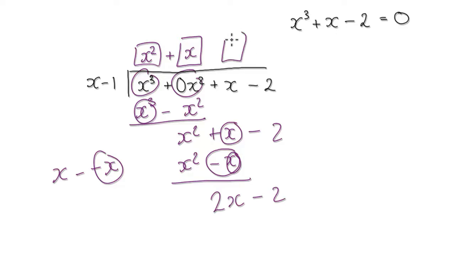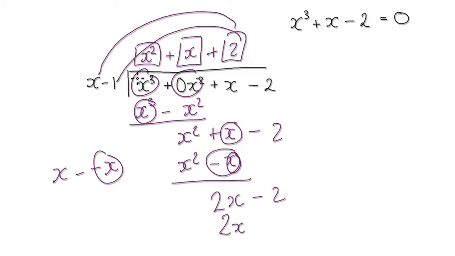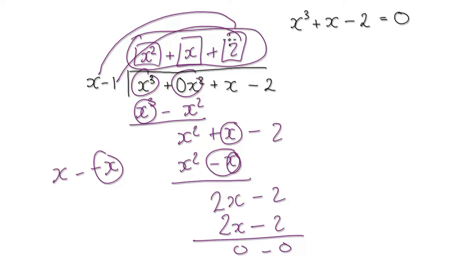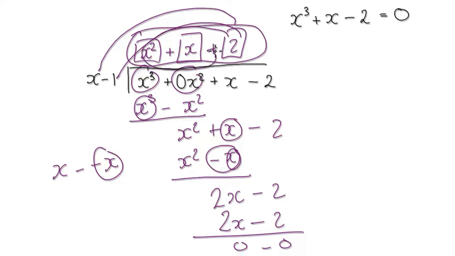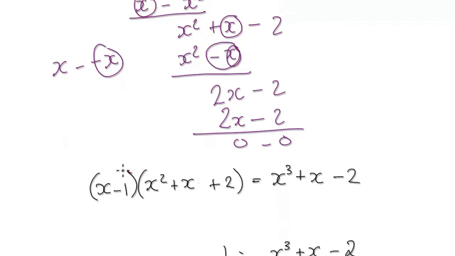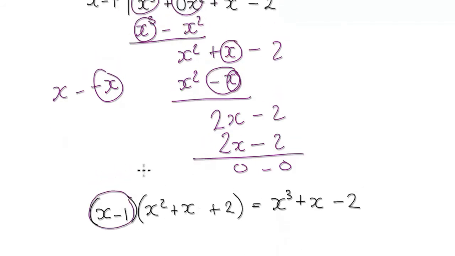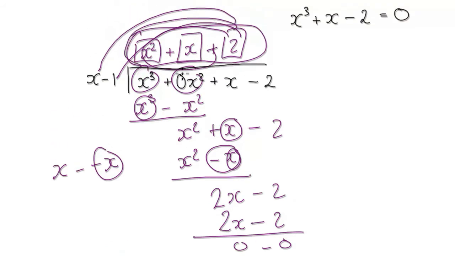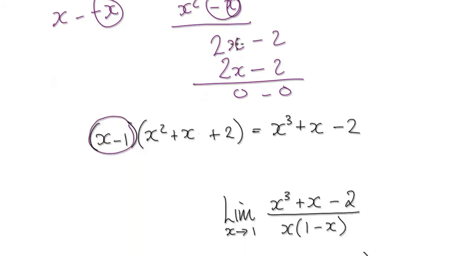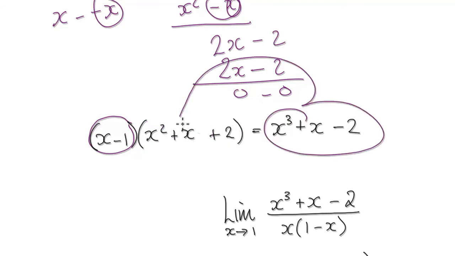So now I need to create this. Well, I'm going to need a 2 here, because this times this will give me 2x. This times this will give me minus 2x. So now this would be 0 minus 0. So this is what I was trying to figure out. Going back to here, I know this is one factor, and then the thing we've just figured out is x squared plus x plus 2. So I've just factorized it. You can factorize this thing as this.